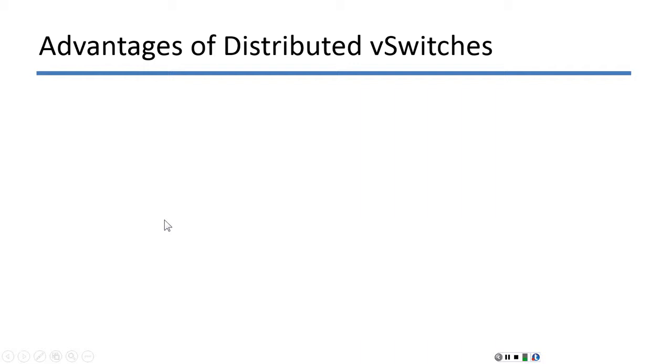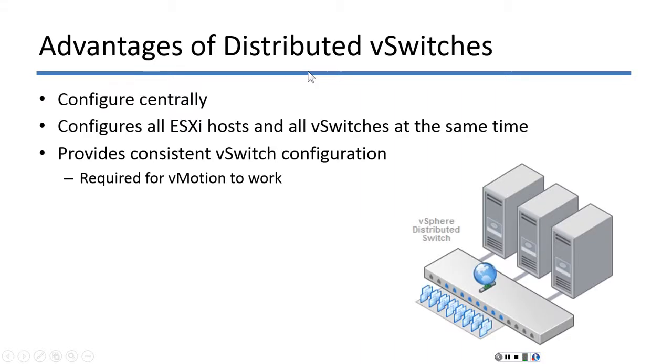So the solution is to use a distributed virtual switch. A distributed virtual switch is centrally configured. You configure it once, and then it configures all the virtual switches on all of the ESXi hosts at the same time. It saves you the trouble of having to configure them one at a time. And also it provides consistent virtual switch configuration, which is required for vMotion, which we talk about later.